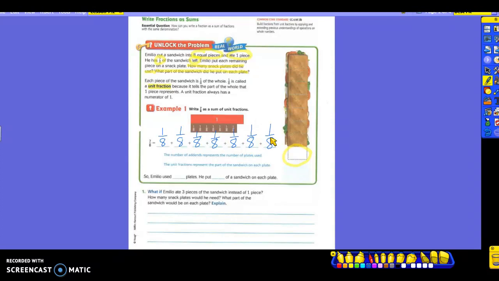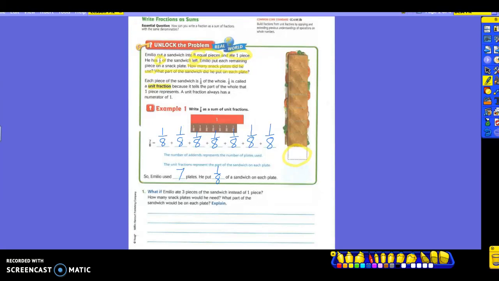The number of addends represents the number of plates that are being used. So every time you wrote it, that's 1 plate. 1/8 is going on this plate. Another 1/8 is going on another plate. You see how this is working? Yes. So the unit fractions represent the part of the sandwich that's on each plate. So that means Emilio used how many plates? 7. And he put how much of the sandwich on each plate? 1/8.